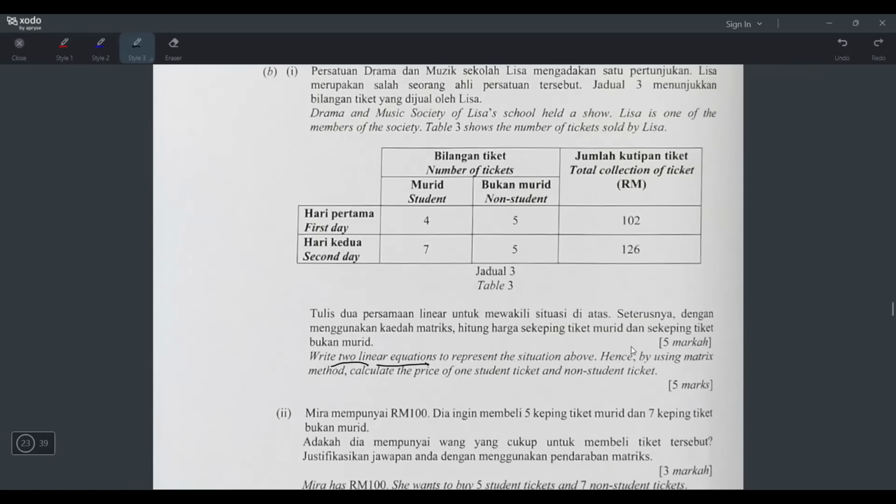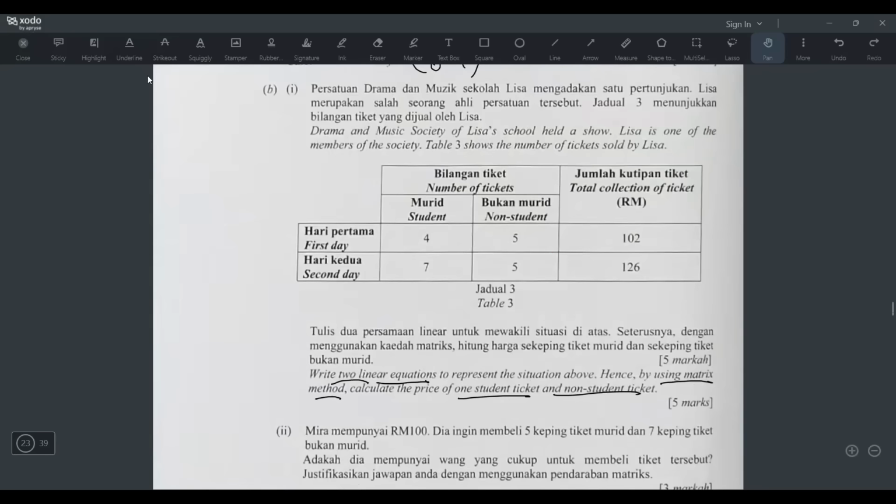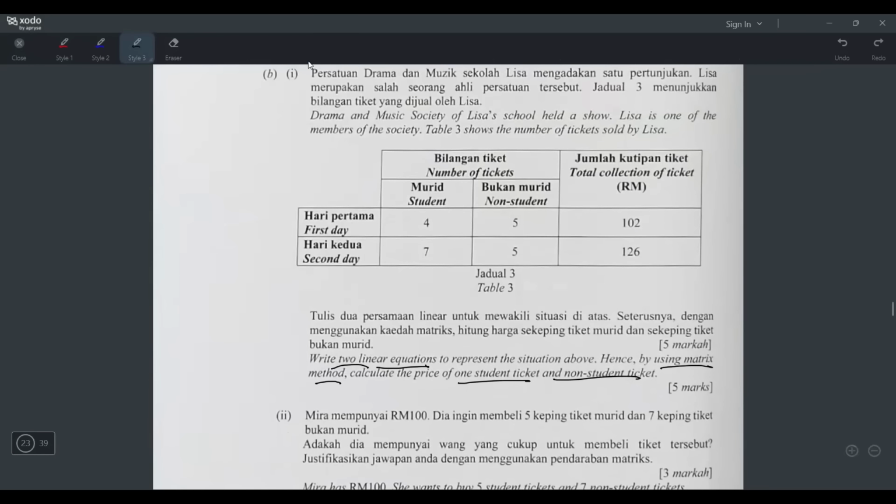So this is definitely simultaneous lah. And then hence by using matrix method, calculate the price of one student ticket and one non-student. Okay, this one is from the same chapter, from chapter 5 and it's the simultaneous equation part. But they already said they want you to use the matrix method. Okay. So yeah, it's definitely the simultaneous equation lah.